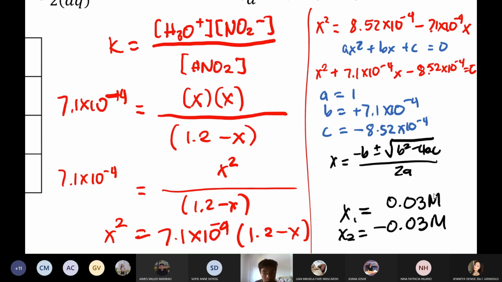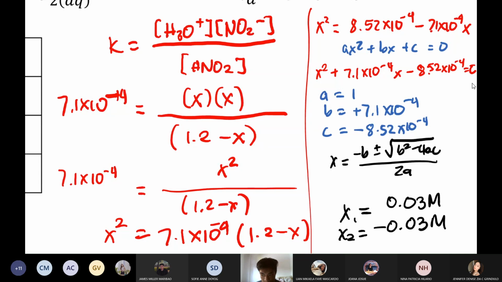Because according to algebra, the exponent for the polynomial will tell you how many roots are there in your polynomial or how many solutions are there in your polynomial. Di ba? Math yan. Hopefully, naalala nyo pa yung math nyo. Kung ano yung highest degree ng polynomial, that is the number of solutions sa polynomial. Kunwari, x raised to 5 yan, edi 5 yung x values natin. X square yan, edi 2 yung x values natin. X cube yan, edi 3 yung x value natin. Okay, so we have two x values now. We have positive 0.03 and negative 0.03.